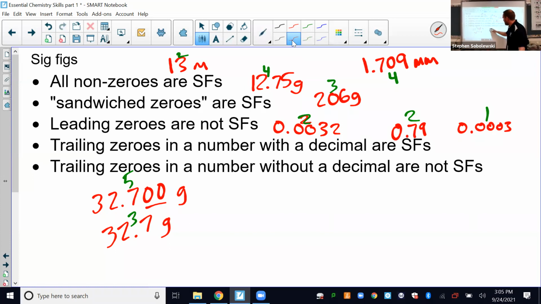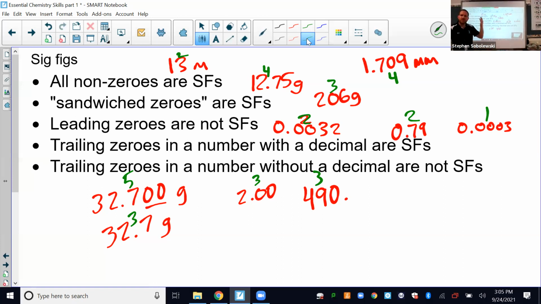So if we have 2.00, 3 sig figs. If we have 490 point, that's that weird trick we talked about, 3 sig figs. Okay. Anytime you have zeros at the end, if there's a decimal, they count. Let's now address trailing zeros in a number without a decimal. How many students go to Wilton High School?